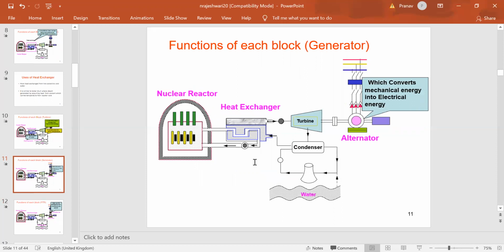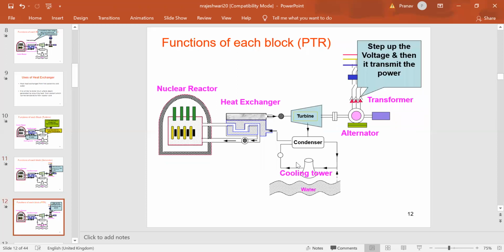And next is an alternator or generator, which converts mechanical energy into electrical energy. So for that we use this generator. And coming to the transformer, that is potential transformers, these step up the voltage and then transmit the power. We use this step up transformer here, and this transformer will step up the voltage and send it to the transmission lines through bus bars.